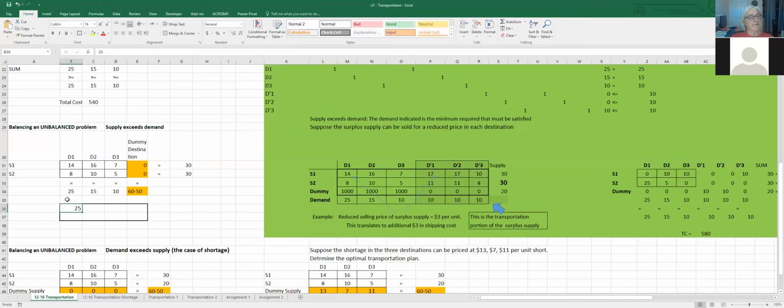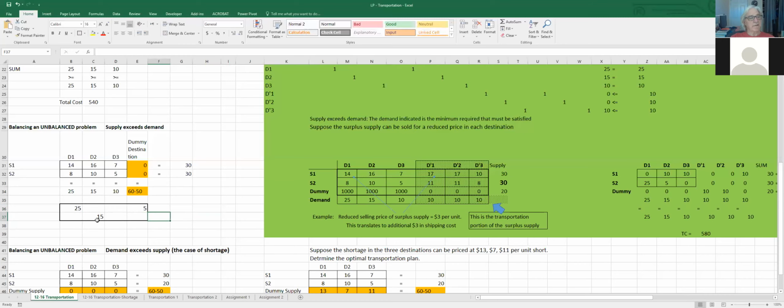And the supply is now 30. So I'll put 5 here. Together, 30. Then I don't need anything on this column anymore, and I can't put anything here. It's already 30. I'll put something here. So I'll put here 15.